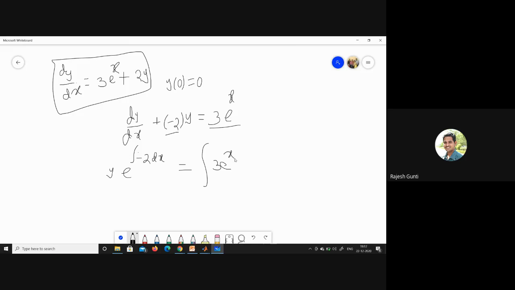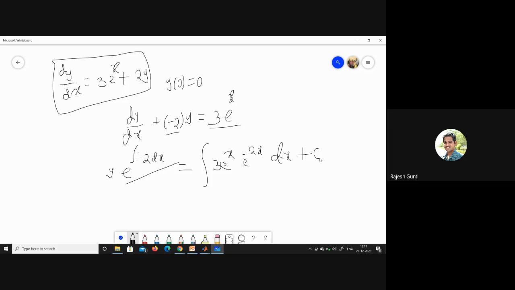This value, which we call the integrating factor, is e power minus 2x. Directly I am writing minus 2x dx plus constant, which is very important for us. Now we need the solution for this one.